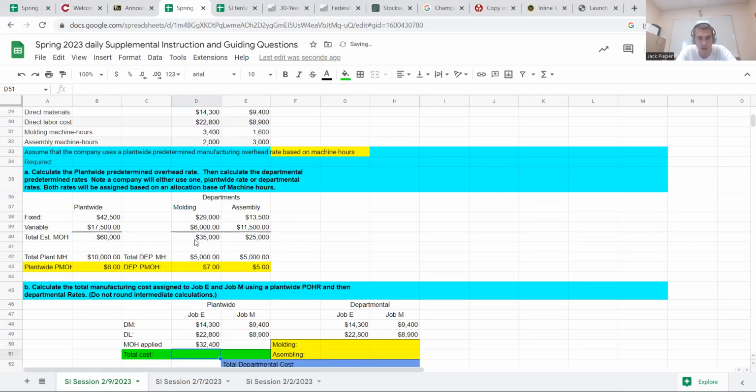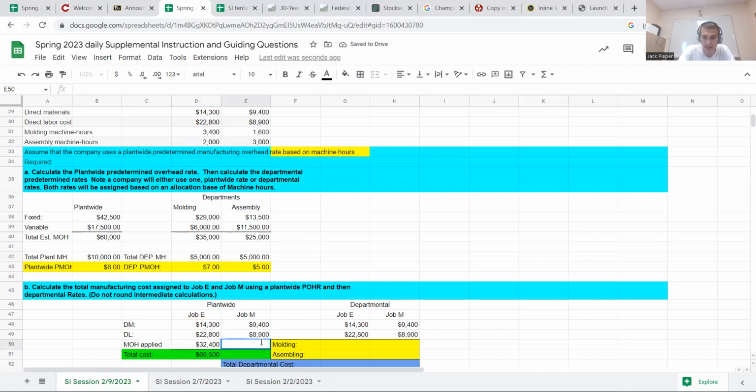Okay. So what we did there is we added the two machine hours together, because in the plant-wide rate, we don't discriminate between the 3,400 and the 2,400. We just take all the machine hours and multiply by the rate. So all we got to do here to find the total cost of job E is sum those up.